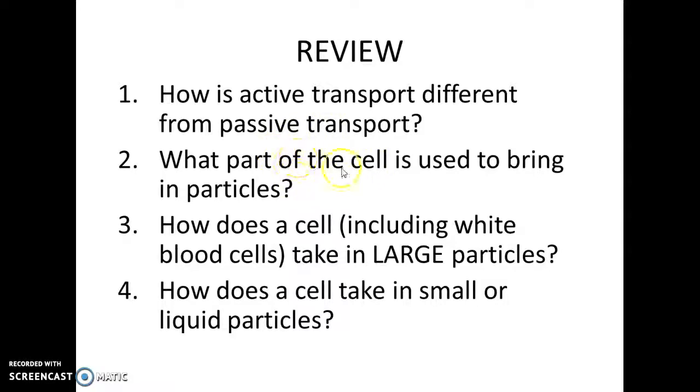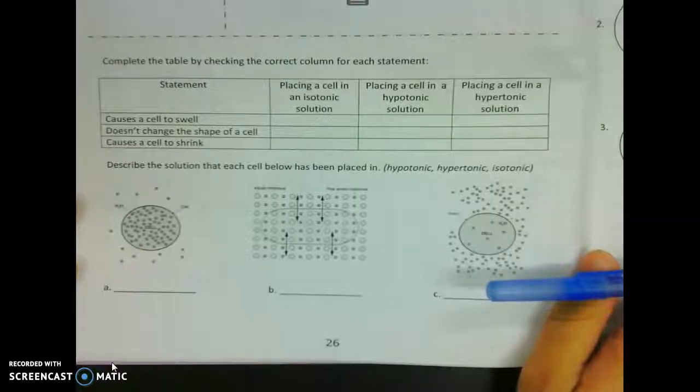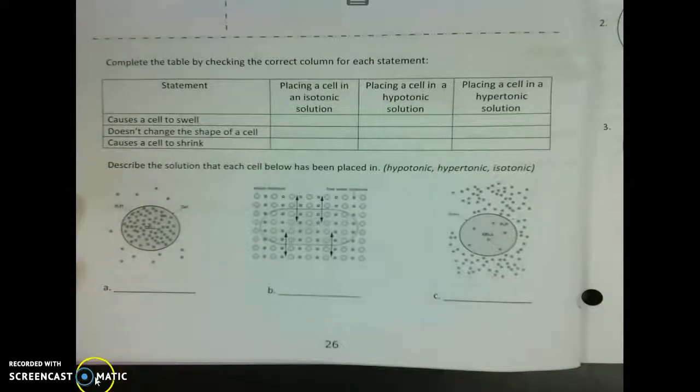The cell membrane is going to help bring in particles. Large particles are going to come into the cell using phagocytosis, and small or liquid particles can come in using pinocytosis. Go ahead and take a couple minutes, work with your neighbor, and see if you can answer this bottom half of page 26. Pause now, and then we'll check your answers in a second.